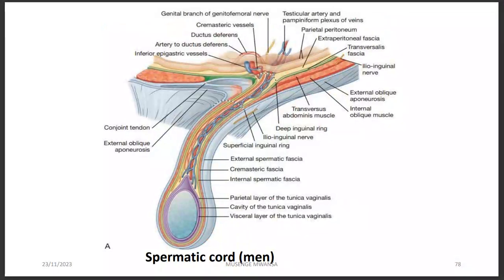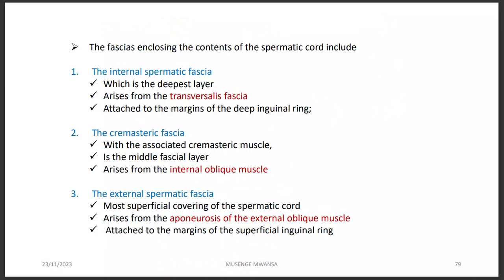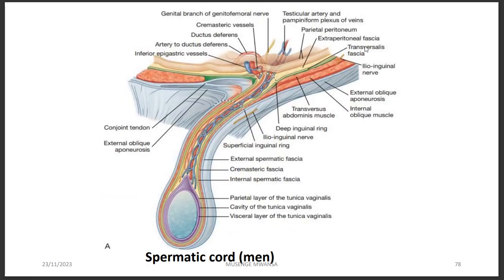So the coverings now, the coverings of the spermatic cord. Spermatic cord is going to have three major coverings: internal spermatic fascia, cremasteric fascia, and external spermatic fascia. The internal spermatic fascia is coming from the transversalis fascia. Remember, it's internal. Look at this structure. Where is the transversalis fascia? Look at this where I'm pointing. The one in green, that is the transversalis fascia. Transversalis fascia will continue and go and round this spermatic cord, and it becomes the internal spermatic fascia.